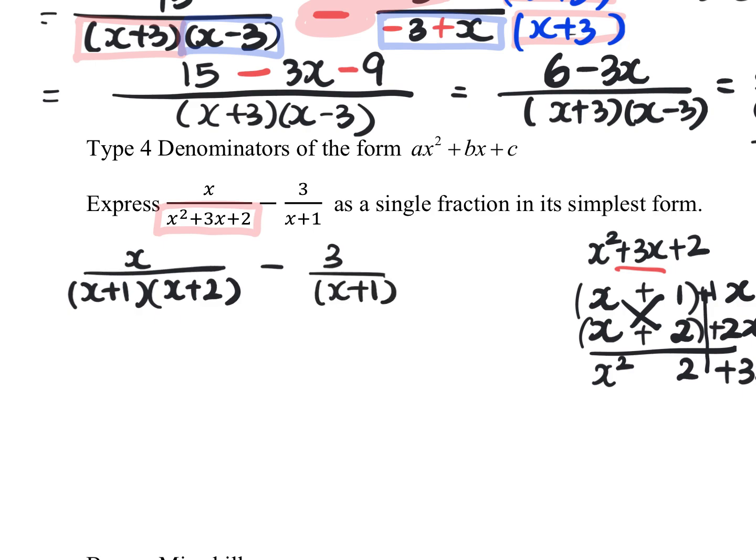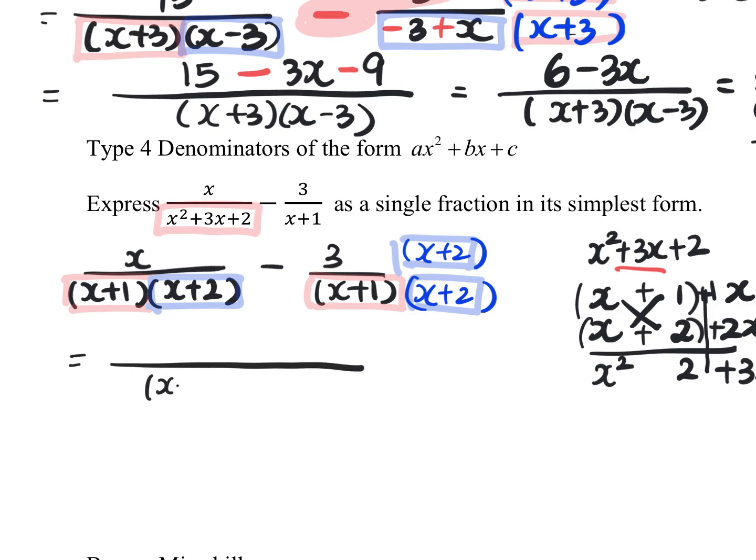Now observe our factors. We have x plus 1 and x plus 2. Here there's only one factor, x plus 1. We need to make the denominator the same, so we need to add in one more of the other factor. So this will be x plus 2, x plus 2. Now we're going to combine it into one single fraction, with x plus 1, x plus 2 as our denominator. Bring down the numerator. So this is just x.